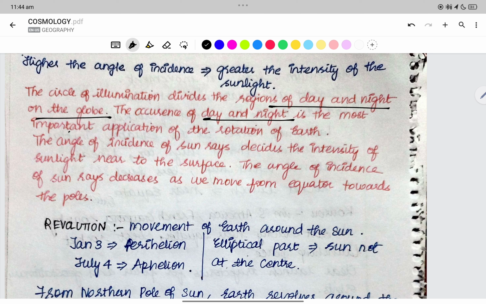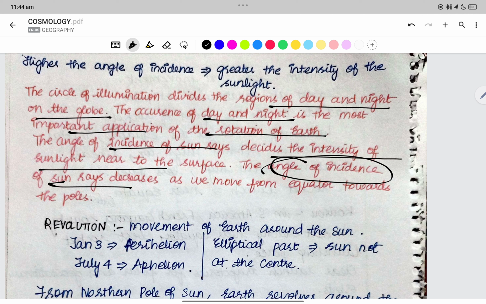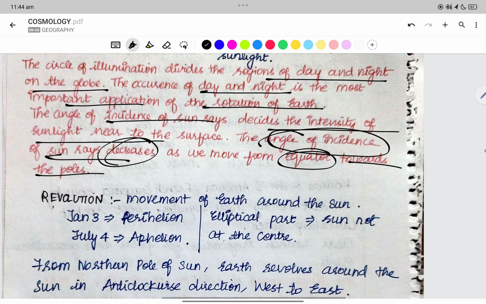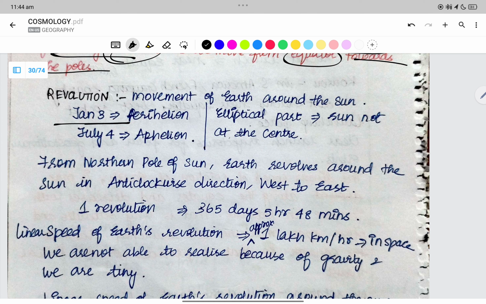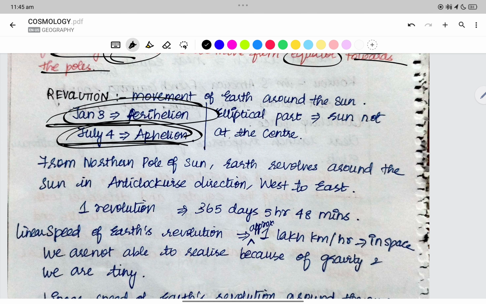Occurrence of day and night is the most important application of rotation. And the angle of incidence of the sun rays decides the intensity of the sunlight. The angle of incidence is usually more at the equator and it decreases as we move towards the poles. Revolution. Now we have January 3 and July 4 for revolution. Aphelion and perihelion. In January it is close, 147 million kilometers, and in July it is 153 million kilometers.